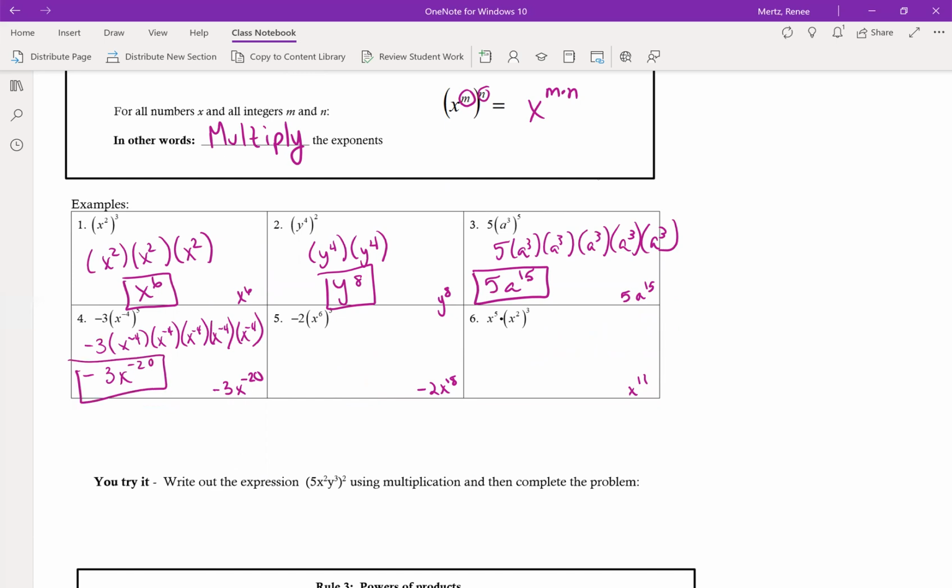On this one, I have 3 sets of x to the 6, so I write it 3 times. And then on this one, I have x to the 5th times x squared, x squared, x squared. So that's x to the 6th. And then I add them together.